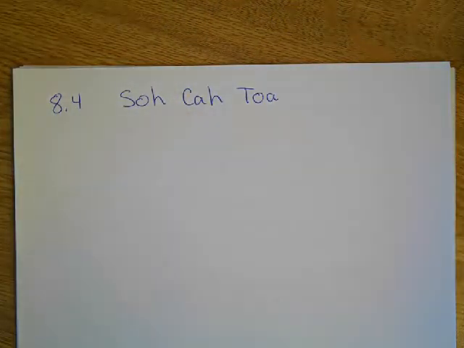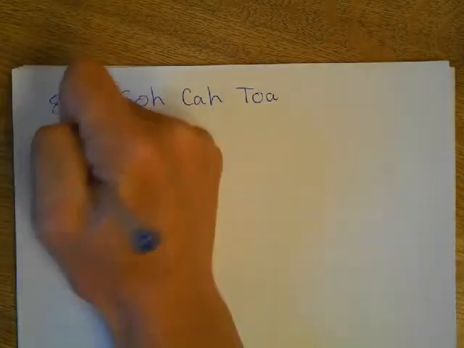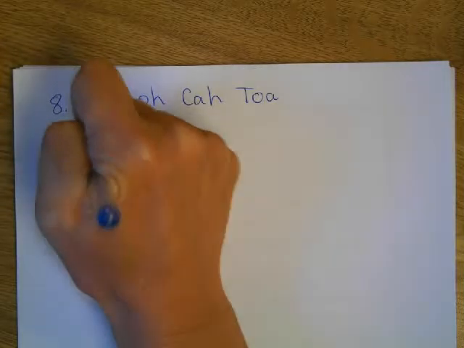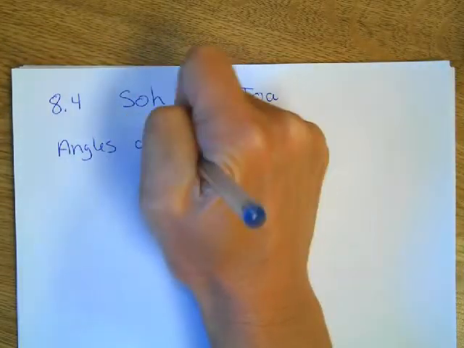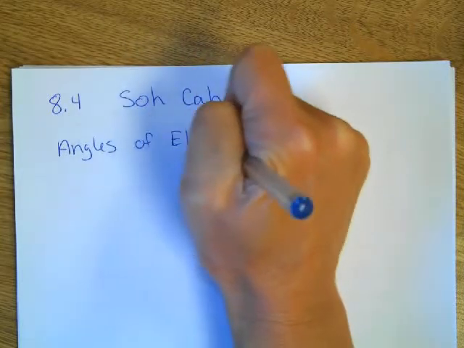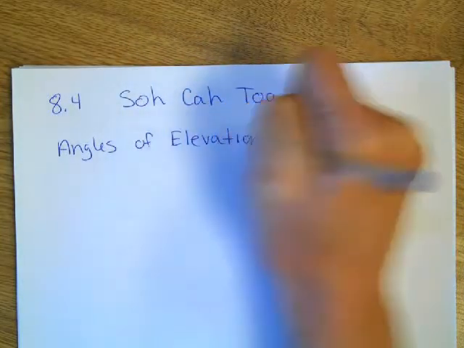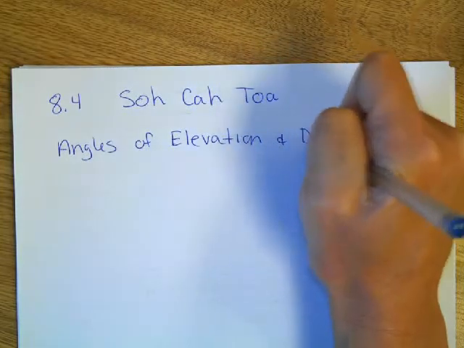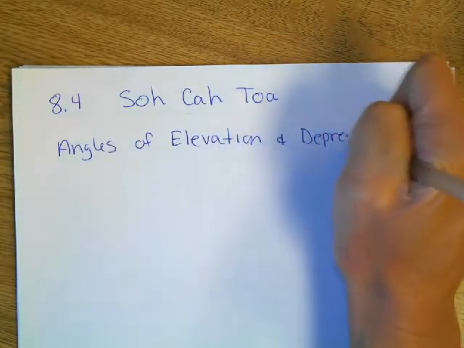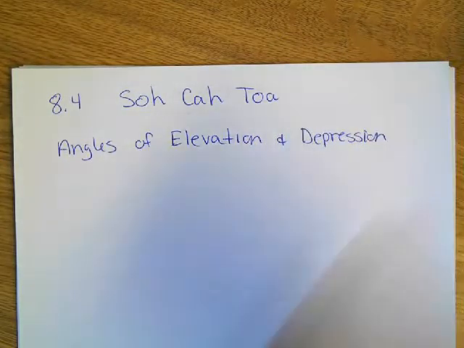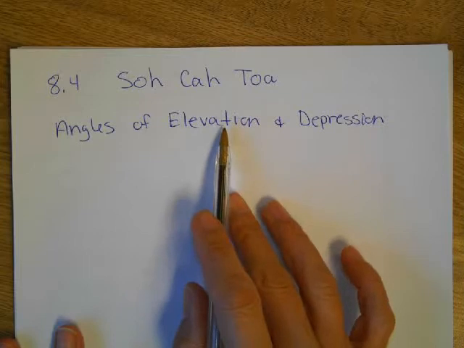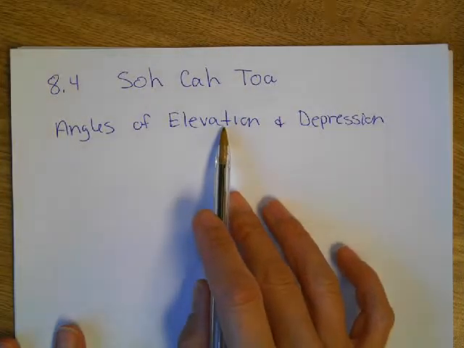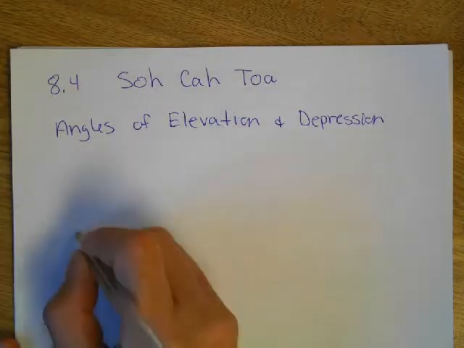Now the story problems, some new phrases for you are going to be angle of elevation and depression. So let's talk about those before we do our examples. So angles of elevation and depression. The way these work is it's mostly referring to your line of sight when you look straight ahead.